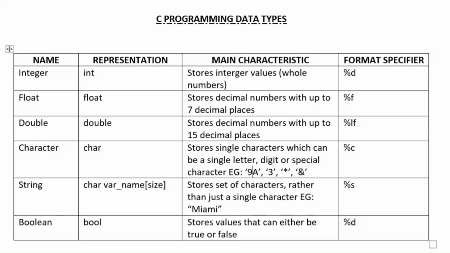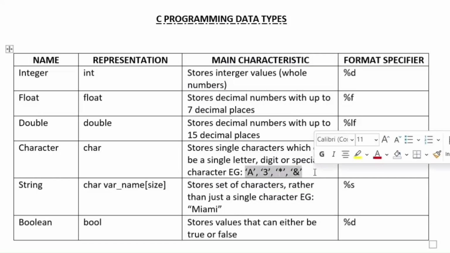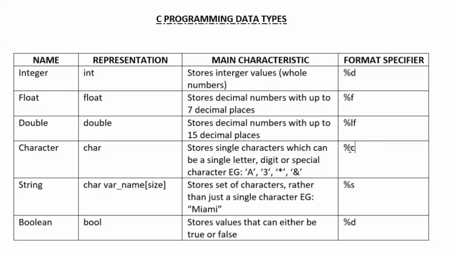This is already more than a single character, so it must only be something that is single, as we say. Also, take note that they are always written within a set of single quotes, as you can see. All the examples I have given here are written within single quotes, and its format specifier is %c.